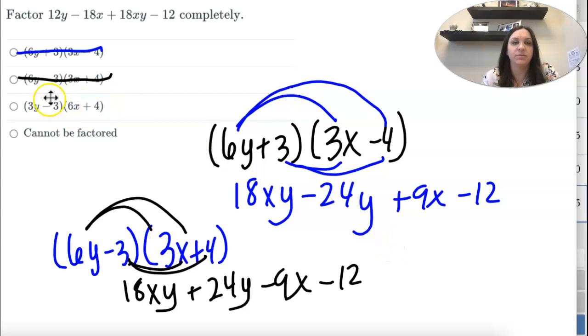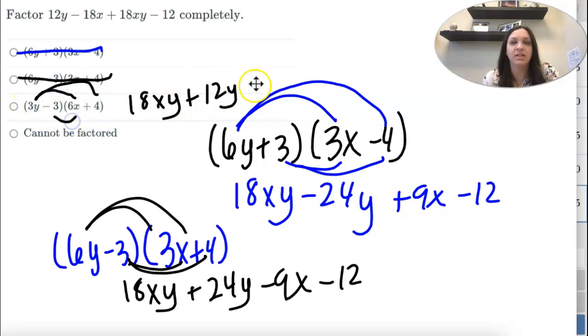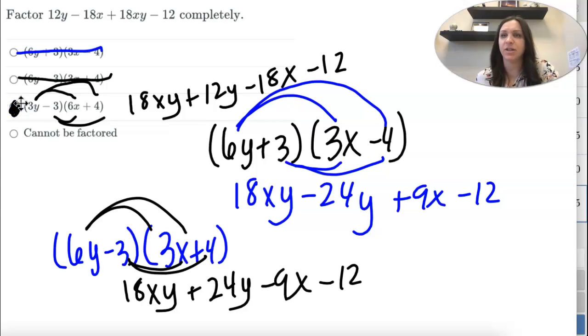Last one. 3y, 18xy plus 12y. This one's it. Minus 18x minus 12. Sorry, that one didn't factor well. Well, I could factor it, but I just kept getting different answers. So this one factors in different ways. So sometimes it's easier just to do guess and check.